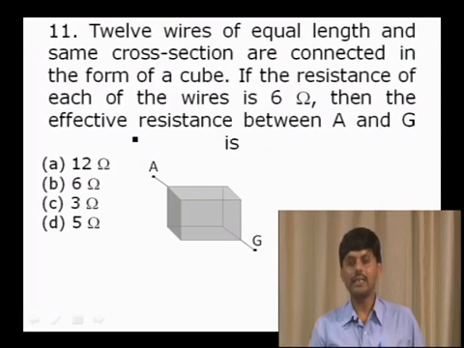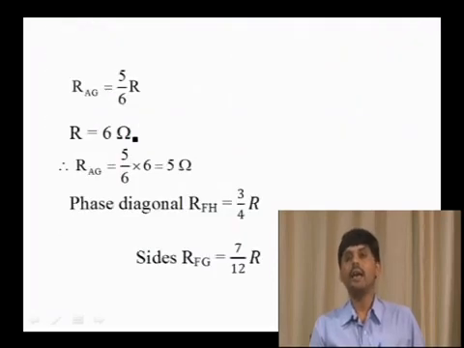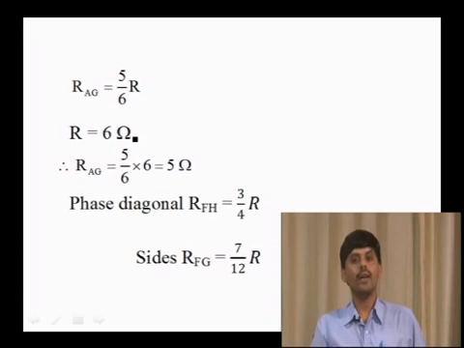I already discussed A and G from the diagram. This is a body diagonal. For the body diagonal, the effective resistance between A and G is equal to 5 divided by 6 into R. They have given the value of each arm, that is equal to 6. Therefore, R_AG is equal to 5 divided by 6 into R, where R is equal to 6 ohm. 5 by 6 into 6 cancel, the effective resistance is equal to 5 ohm.